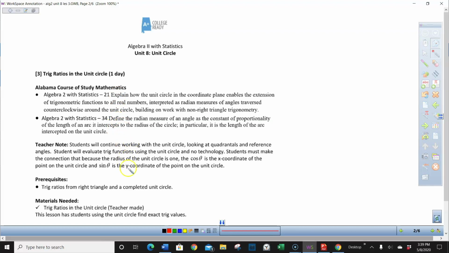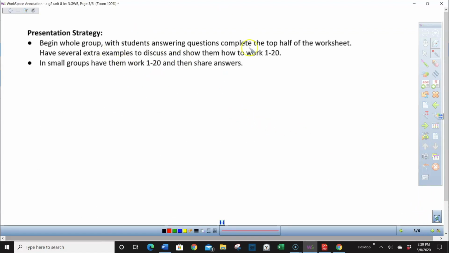There's always a teacher note, and it gives you the prerequisite skills they need to have completed: a unit circle, and be familiar with the trig ratios from the right triangle. And they will probably want a completed right triangle available while they're working on this lesson. And then it gives you a presentation strategy. In this lesson, you're going to work the first half of the worksheet whole class, with the students answering questions, and then you'll work a few examples on problems 1 through 20, and then let them finish.